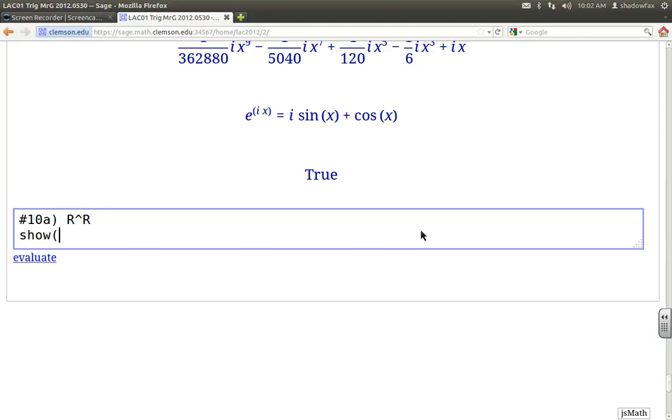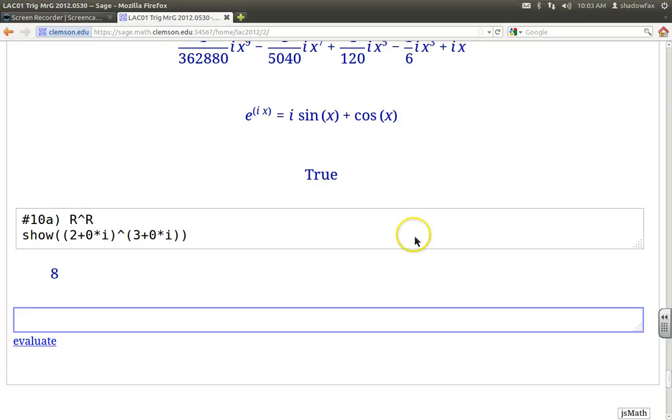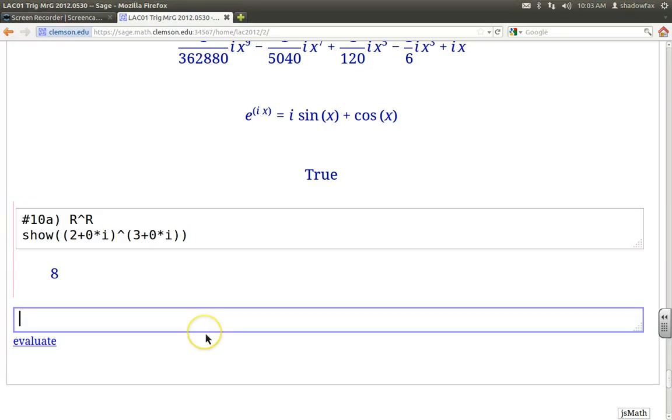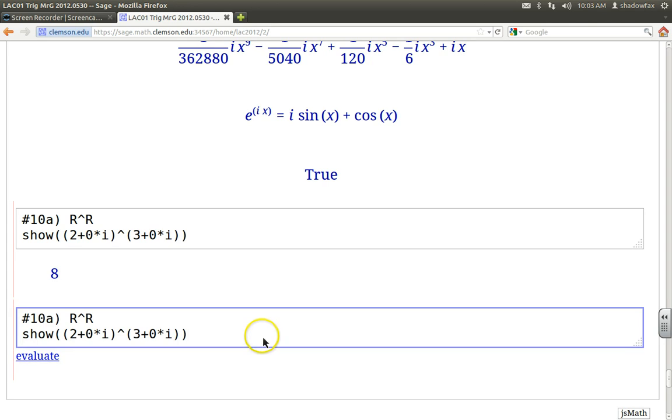Like, I don't know, 2 plus 0 times i, to the 3 plus 0 times i. Notice these are two real numbers, 2 and 3, but I wrote them in complex form. And you would expect the answer to be what? 8.